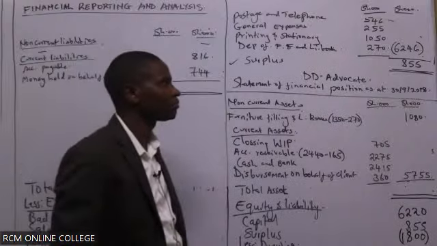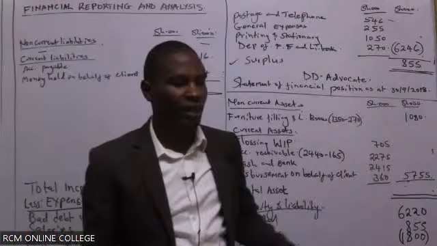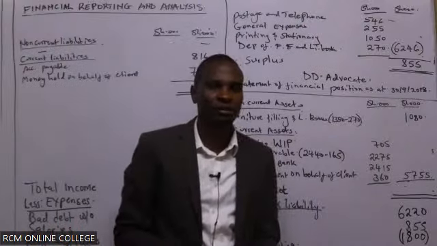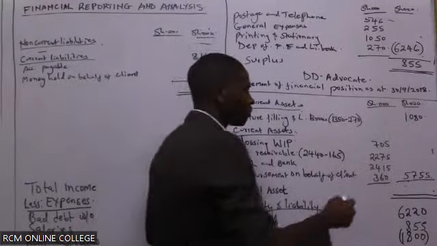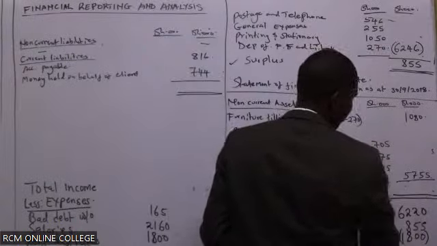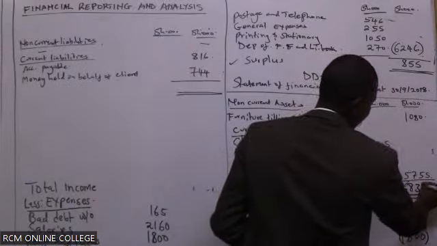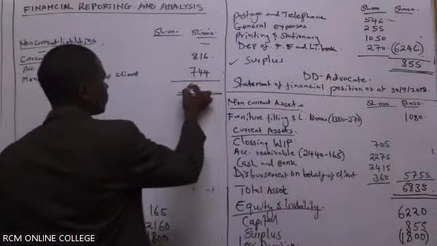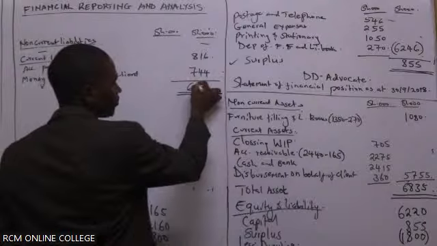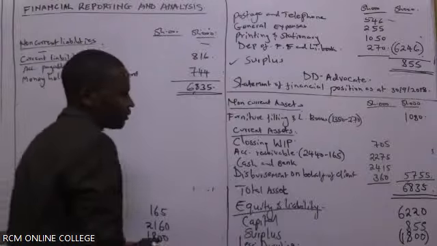No. Do not go in that direction of looking at the balancing. Financial reporting, passing it is very easy. I don't expect you people to fail this. You have got 6835. So do not waste your time looking at the balancing of the question.